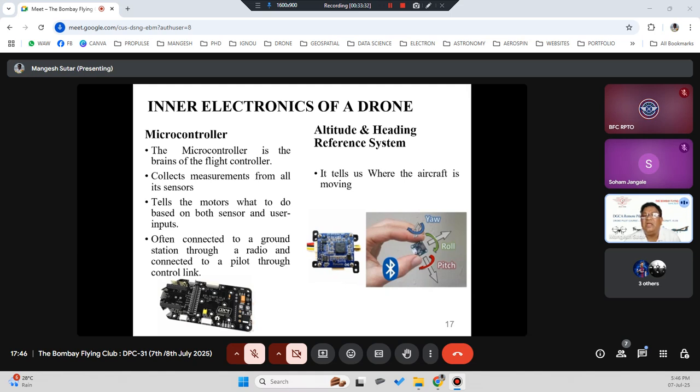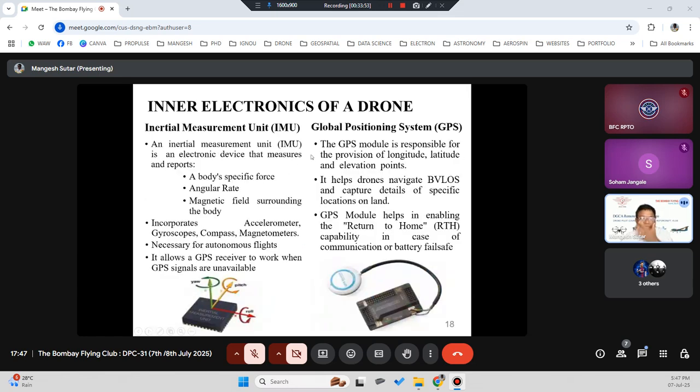It is basically based on your motions, your roll and pitch, it will give inputs to the flight controller, and it will store its motion, like how far it has moved, how far left, how right, how up and down it has moved. Okay, so all that information will be coming from the altitude and heading reference system. Then you have another important component which is called IMU also.